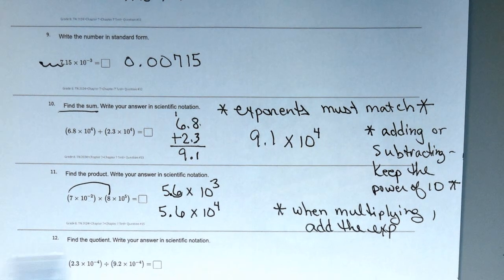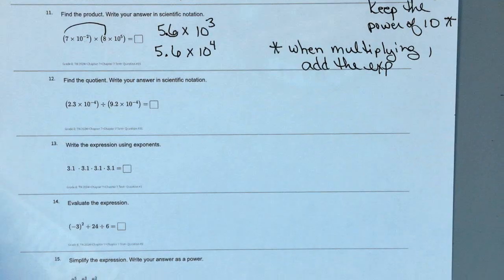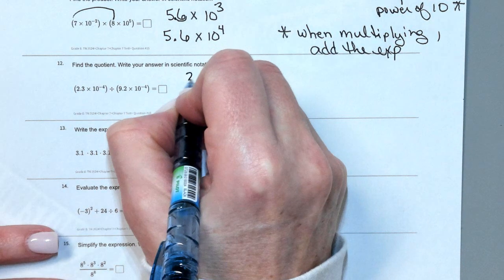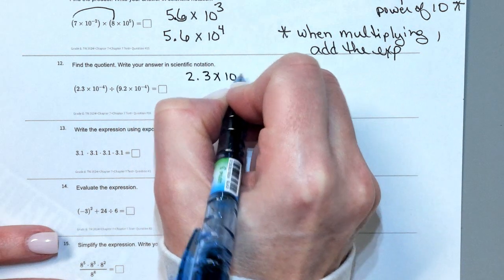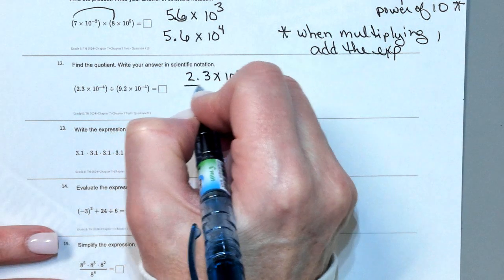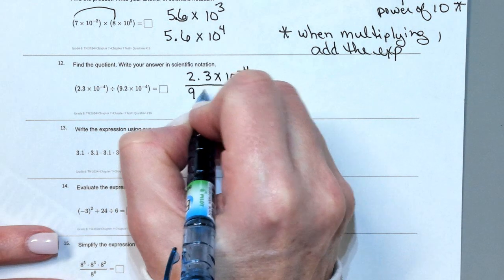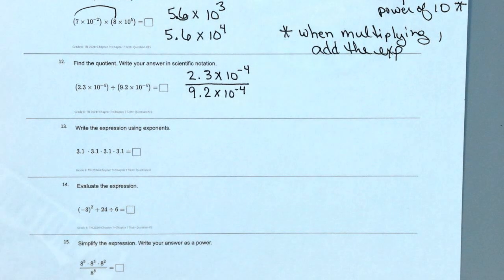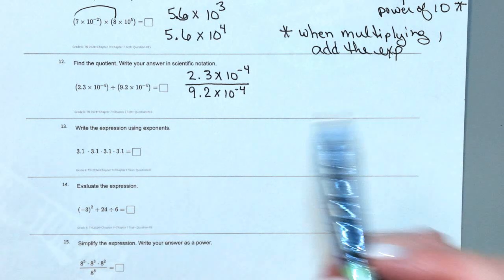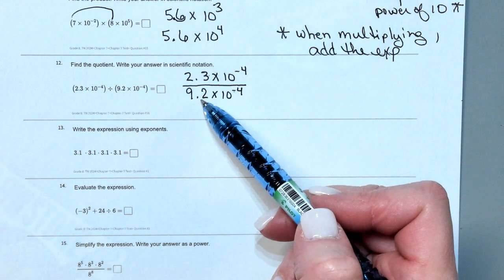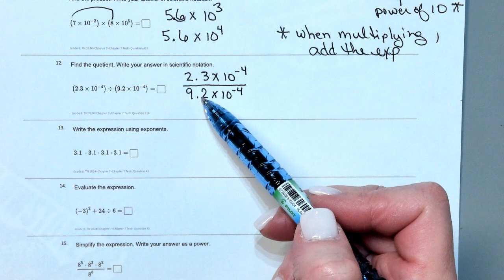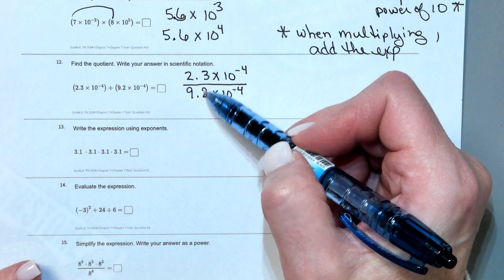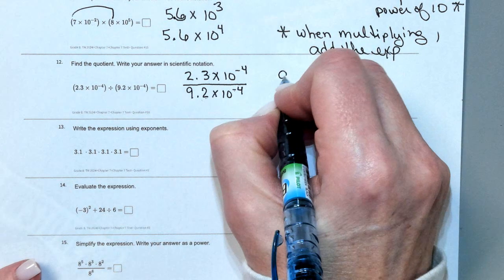All right, then number 12 says to find the quotient. So we are dividing. So I have 2.3 times 10 to the negative 4 over 9.2 times 10 to the negative 4. The main mistake I saw in my classroom were people divided 2.3 into 9.2, which went a nice even 4 times, but that is not how we set the problem up. This means 2.3 divided by 9.2.